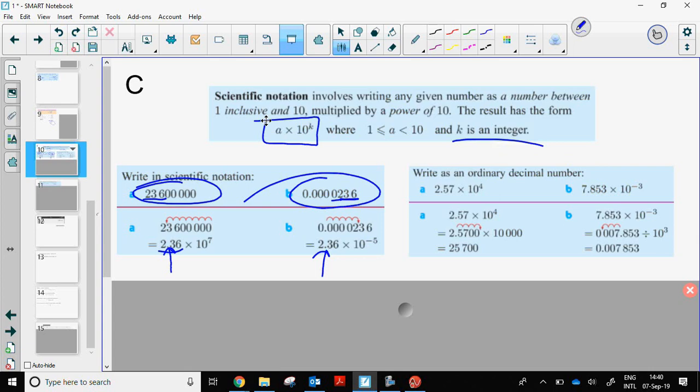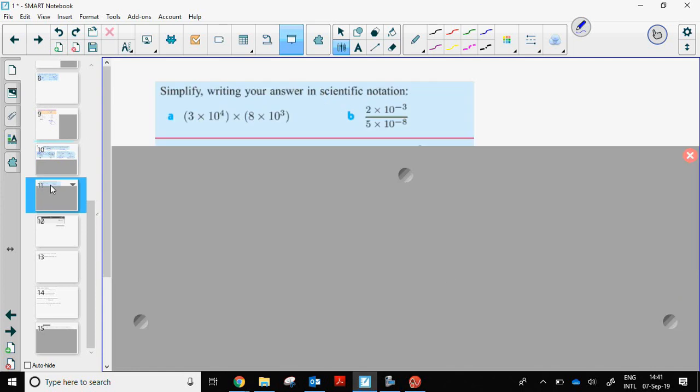We can also start in scientific notation and do it the other way. So here we're going to do 2.57, but we're moving the decimal point 4 places to the right, giving us 25,700. Here we're going to move that decimal point 3 places to the left, so we got 0.007853. All right, so we should feel comfortable going between scientific notation and standard notation in either direction. Great.